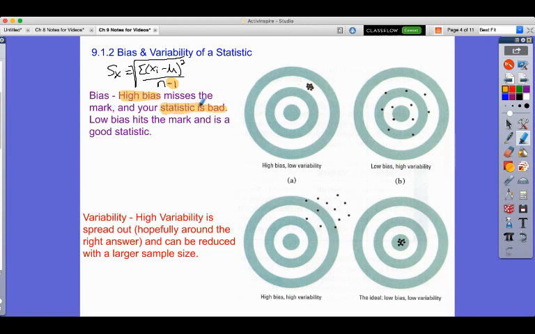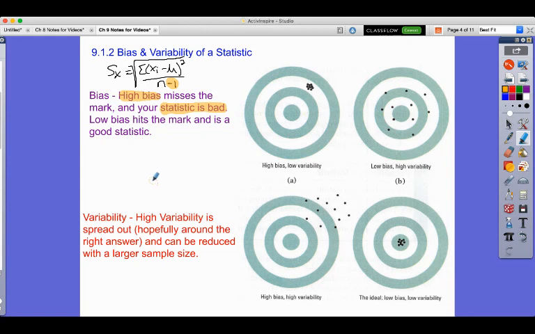And where does it belong? The only way to fix bias is with a trash can. Low bias hits the mark and is a good statistic. So bias cannot be fixed except for creating a new statistic. And if we haven't already, we're going to do a German tank problem. We're going to create statistics or battle statistics to see which one is the best statistic.